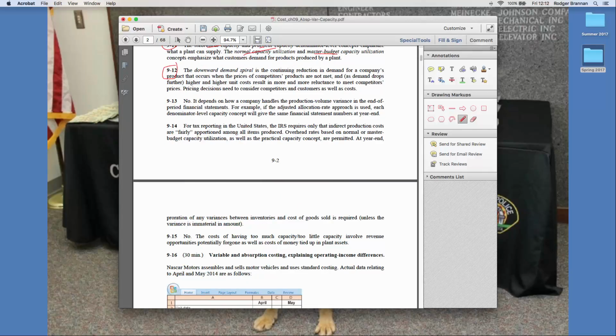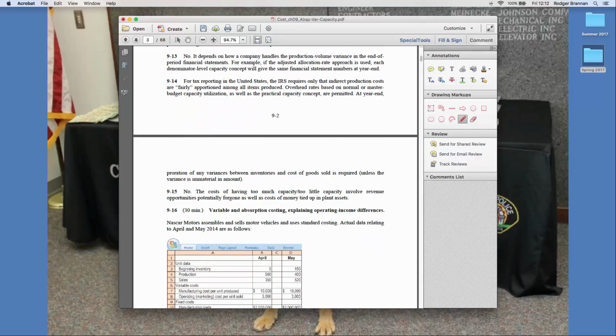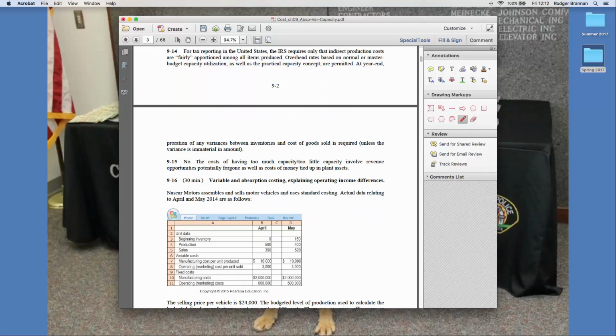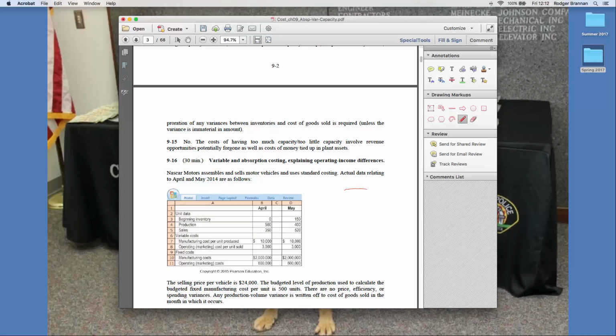All right, now let's take a look at number 16. Number 16 is a fairly simple problem looking at 2 months and the difference between absorption and variable costing. A couple of basic assumptions, which is always kind of nice. In the margin, or however you want to do it, I like to put in a couple of the important points. First of all, the selling price is $24,000 per car.